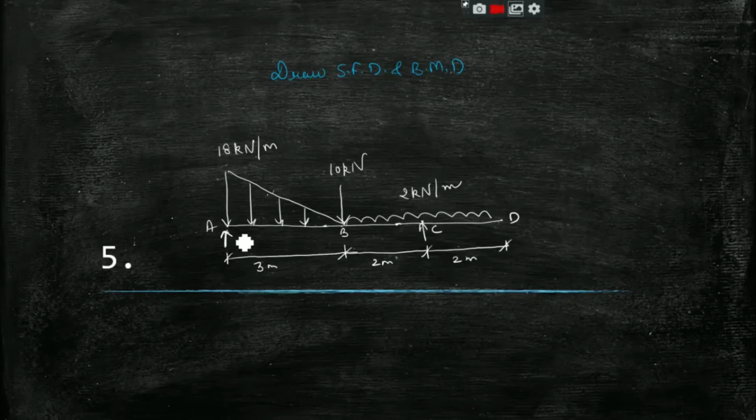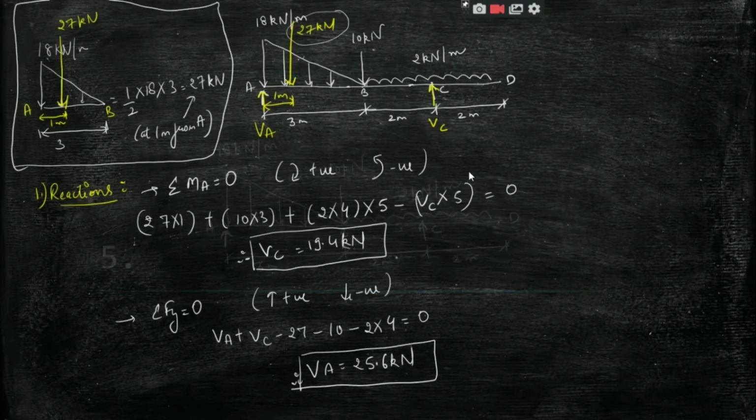So we have a beam like this, which has supports at A and C, and CD is the overhanging part, and it is acted upon by three loads: one UDL, one point load, and one uniformly varying load. So the first step is, as usual, the calculation of reactions.